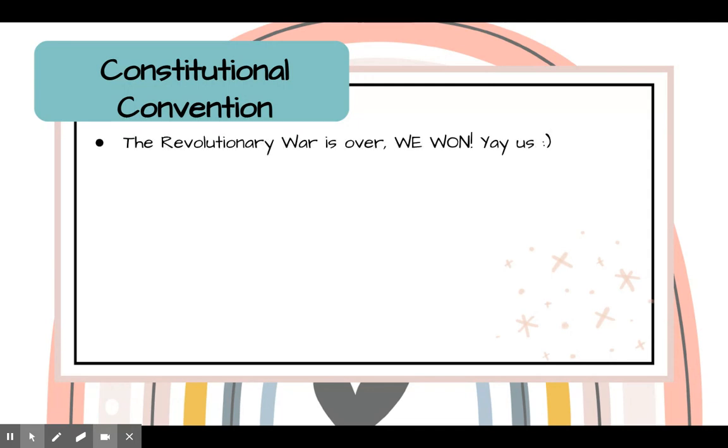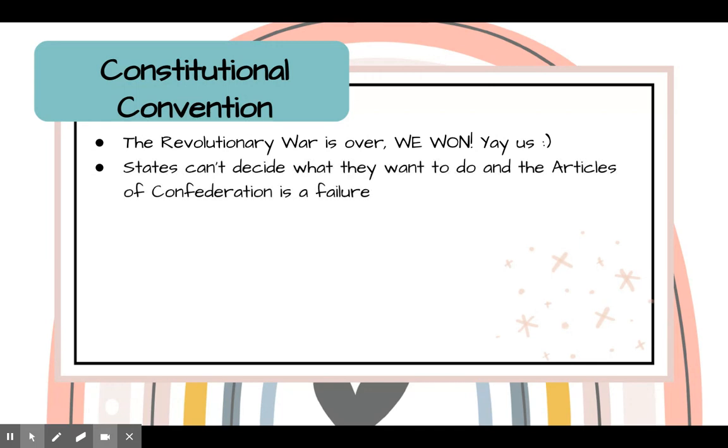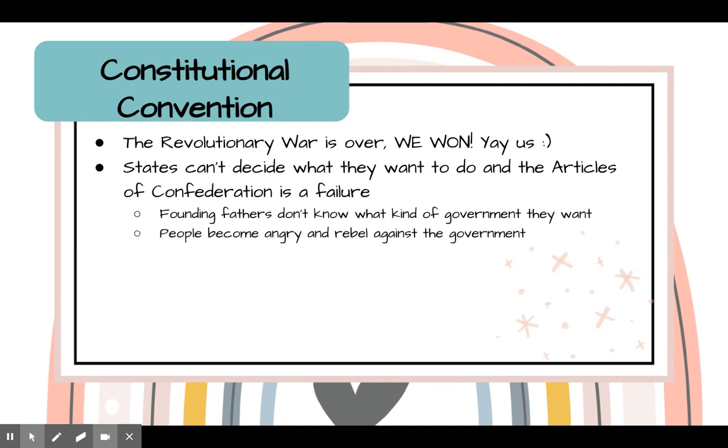So the Revolutionary War is over, we won, we have our freedom. States cannot decide what they want to do. They just know that the Articles of Confederation is a complete failure. The Founding Fathers aren't sure what kind of government they want. They didn't like Britain's monarchy. Obviously, the hands-off approach of national government is not going to work. People are becoming angry and rebelling against this brand new government.